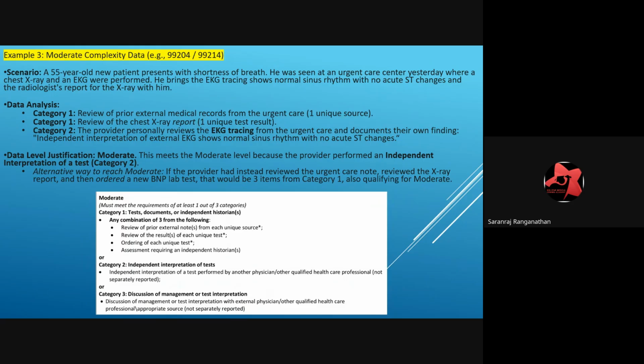If you see the first one, a 55-year-old new patient with shortness of breath was seen at the urgent care center yesterday, where a chest X-ray and EKG were performed. He brings the EKG tracing, which shows normal sinus rhythm with no acute ST changes, and the radiologist report of the X-ray. So there are two reports. They have reviewed the external note, and finally the EKG was discussed and interpretation was given for the EKG which they already had. So altogether it is meeting two categories, category 1 and category 2. I'll be going with moderate in the data.